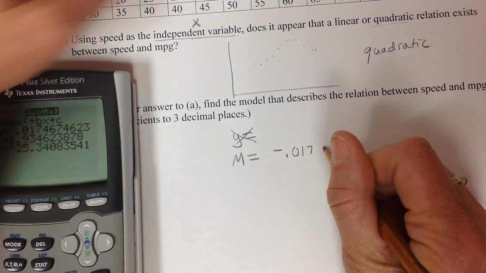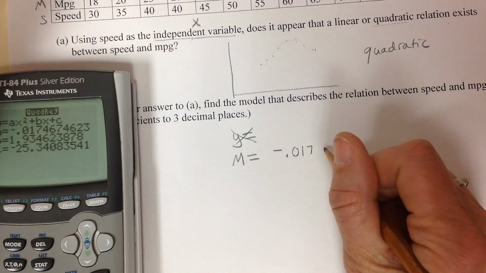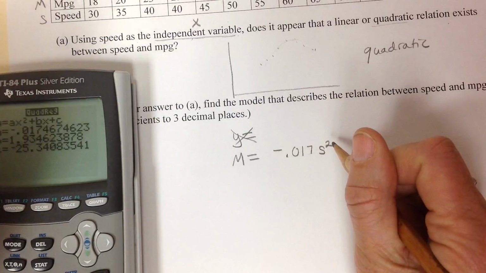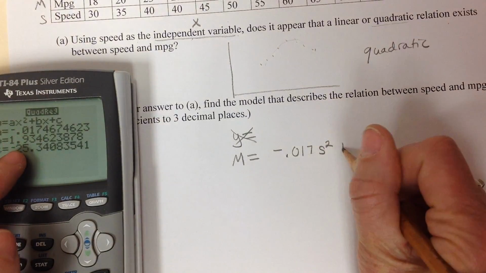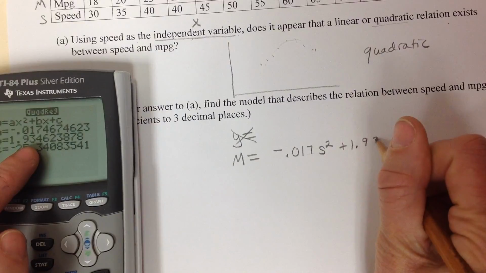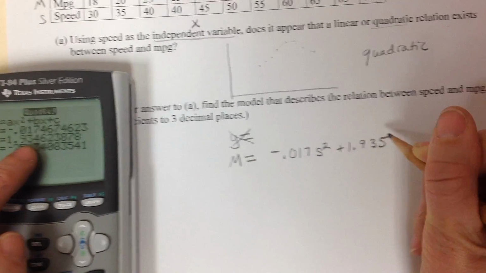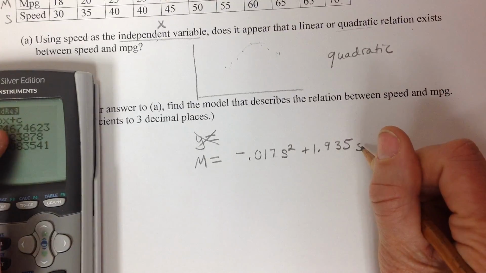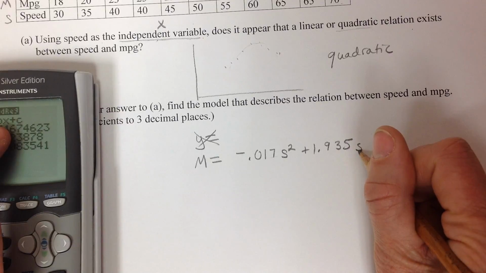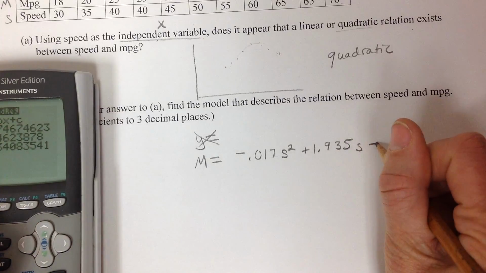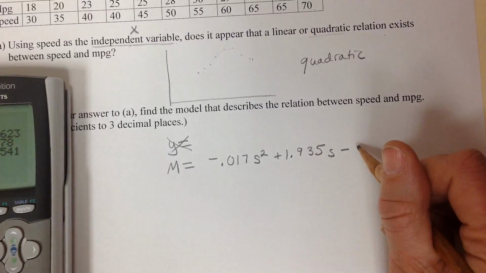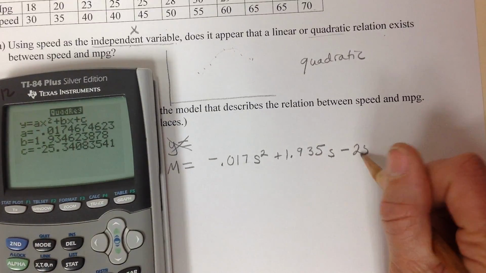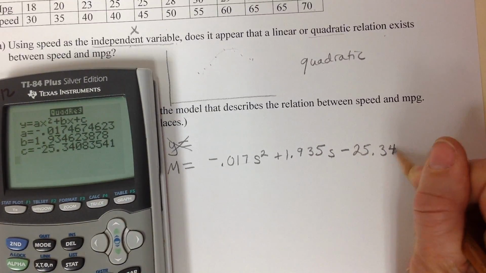And then for speed, I'm supposed to use s, so s squared. Plus my b value is 1.935 to 3 decimal places times s. It has x, but I'm using the variable s. And then finally plus my c value, but it's a negative, so I'll put minus, and that value is 25.341.